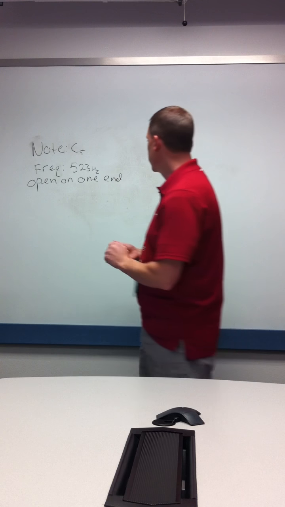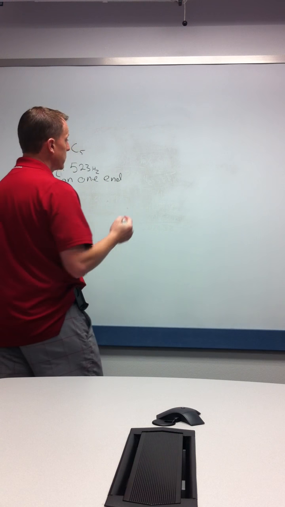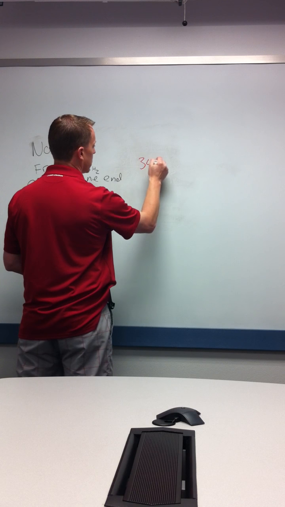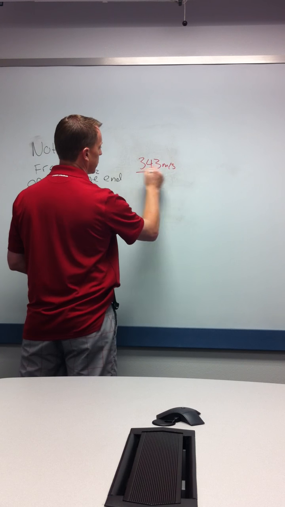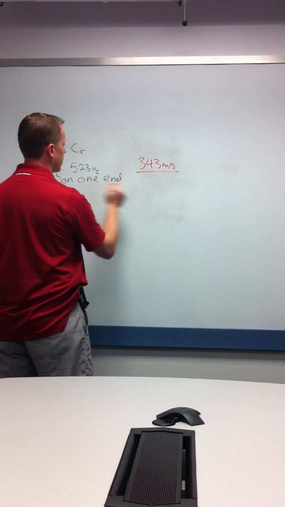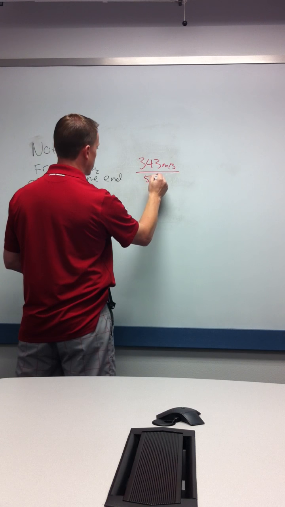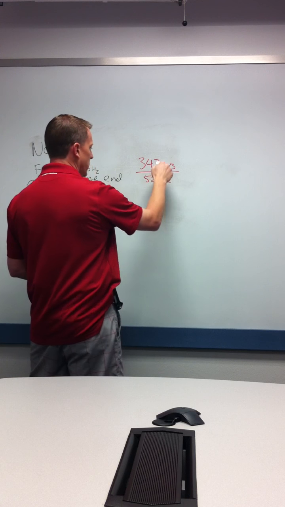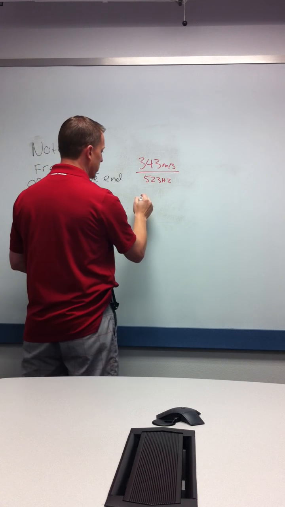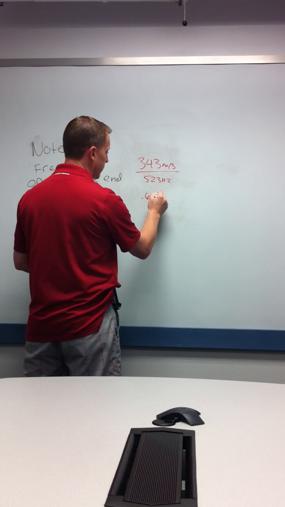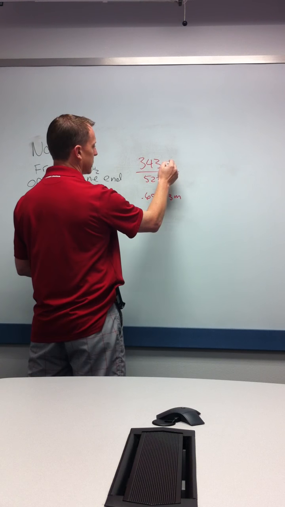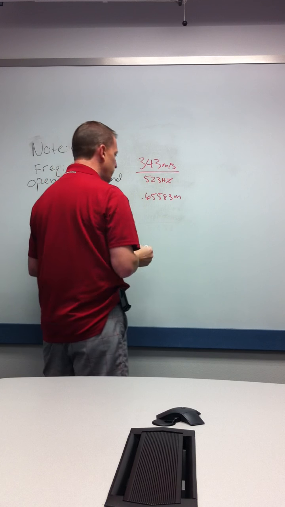So let's get started. First thing we do is we take the speed of sound, that's 343 meters per second, and we divide that by our frequency, 523 Hertz. When we do the math there, we get a result of 0.6553 meters. This is in seconds and this is in seconds, so those cancel.